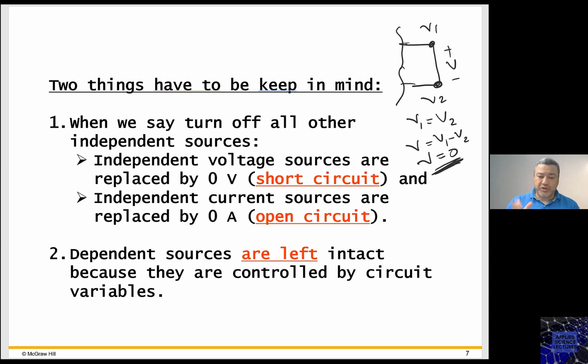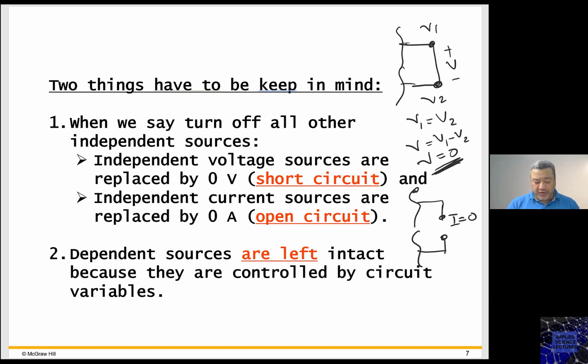So when I say switched off voltage source, this means I am replacing it with a piece of wire. Now, when I say switched off current source, let's assume I have this current source. When I switch this one off, this means I equals 0, an open circuit, right?